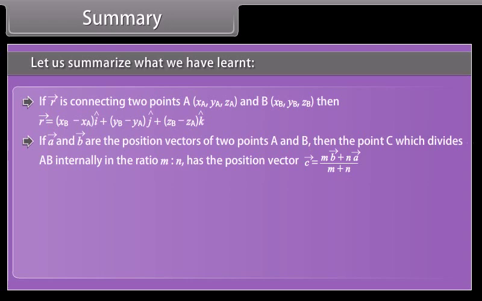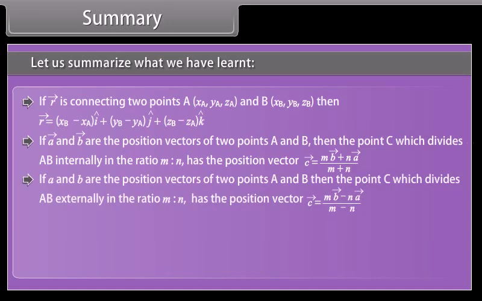If vector A and vector B are the position vectors of 2 points A and B, then the point C, which divides AB internally in the ratio m:n, has the position vector, vector C equals (m into vector B plus n into vector A) by (m plus n). If A and B are the position vectors of 2 points A and B, then the point C, which divides AB externally in the ratio m:n, has the position vector, vector C equals (m into vector B minus n into vector A) by (m minus n).